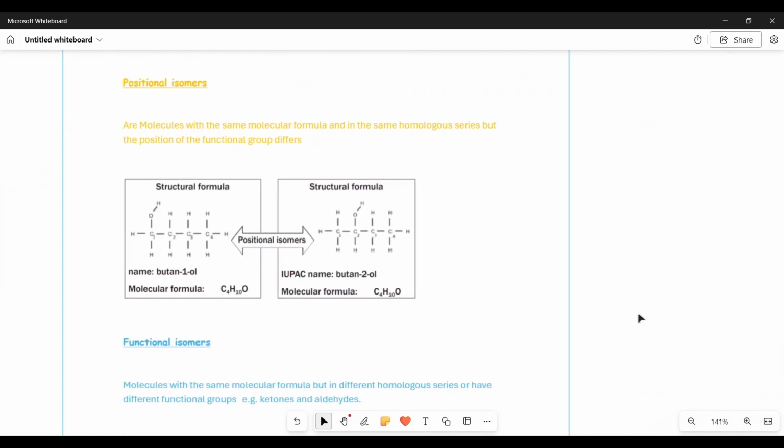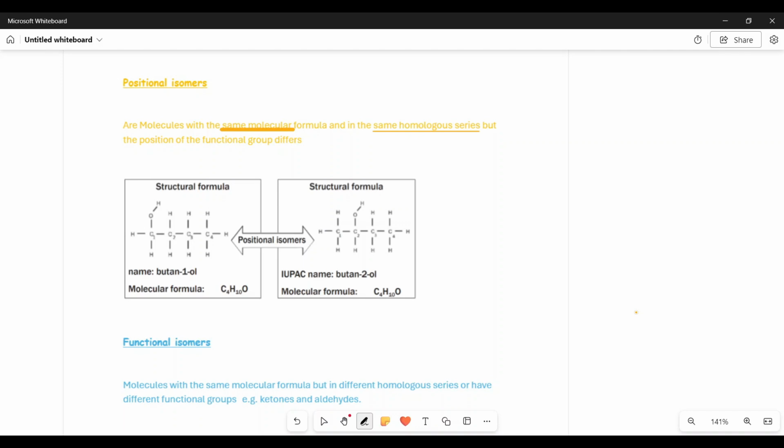Now, positional isomer. Now, what are positional isomers? These are molecules with the same molecular formula, right? And also, they're in the same homologous series, right? This is important. Because you see the similarities between your chain isomer and your positional isomer. Same molecular formula, same homologous series, but the difference is the position of the functional group.